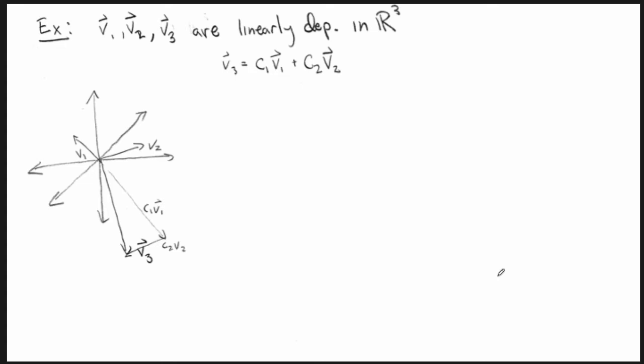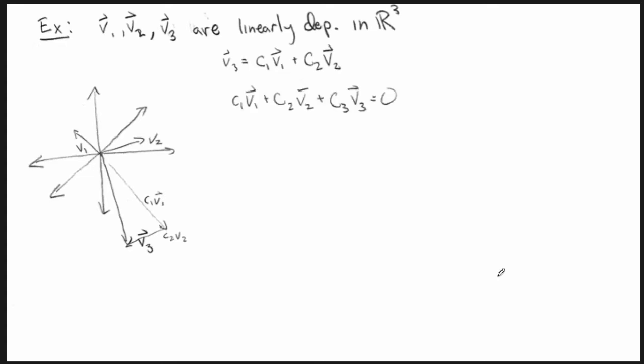But that also means that I have a linear combination that gets me to 0, right? Because I can follow C1V1, C2V2, and C3V3, and I've completed a circuit, right? And that argument kind of works both ways.